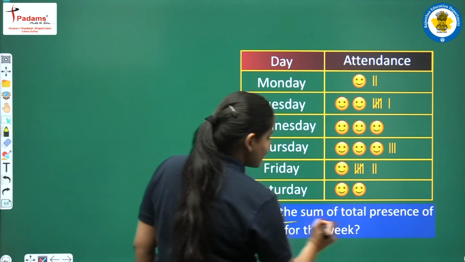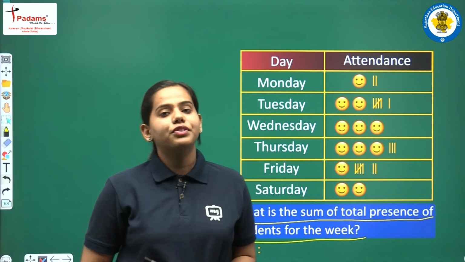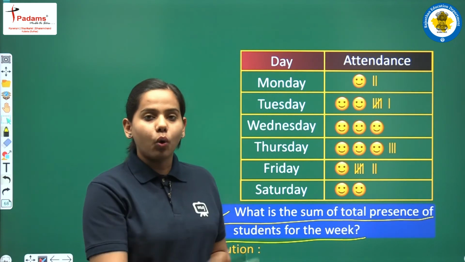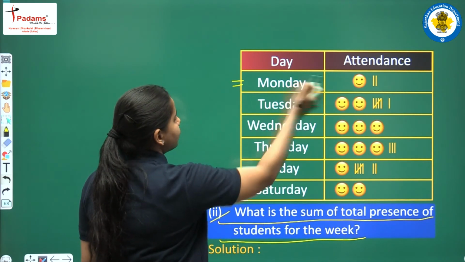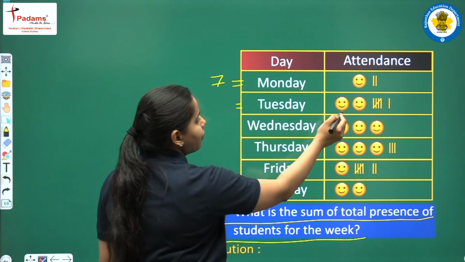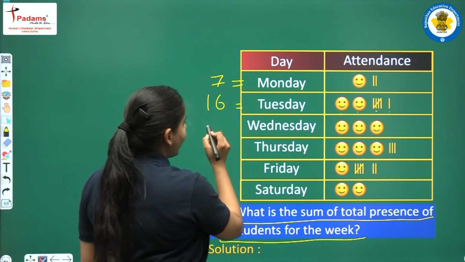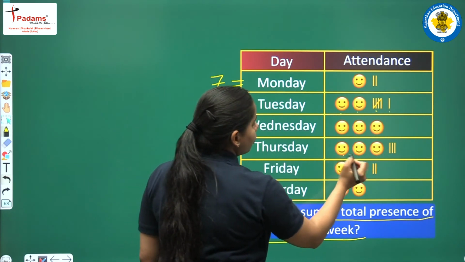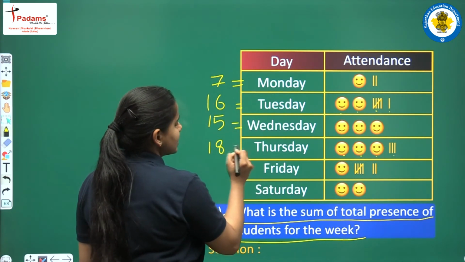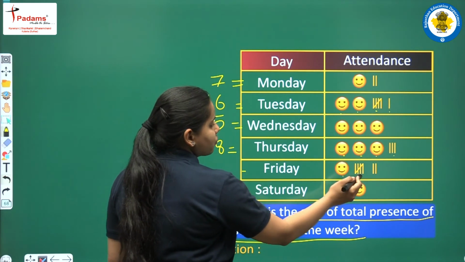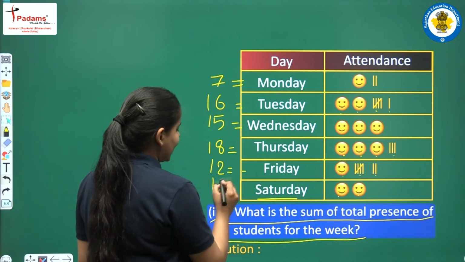Second part is, what is the sum of total presence of students for the week? पूरे वीक में टोटल नंबर ऑफ स्टूडेंट्स हमें निकालने हैं, तो यहाँ पर हम टोटल कर देंगे हर दिन का. Let us write down. मंडे को कितने प्रेजेंट थे यहाँ पर? 5 + 2 7. ट्यूसडे को 5 + 5 10, 15 + 1 16. Then we have Wednesday को 15, Thursday को 5 + 5 + 5 15, then 3 that is 18 on Thursday. इसके बाद Friday को है 5 + 5 + 2 that is 12, and at last on Saturday we have 2 smileys that means 10.